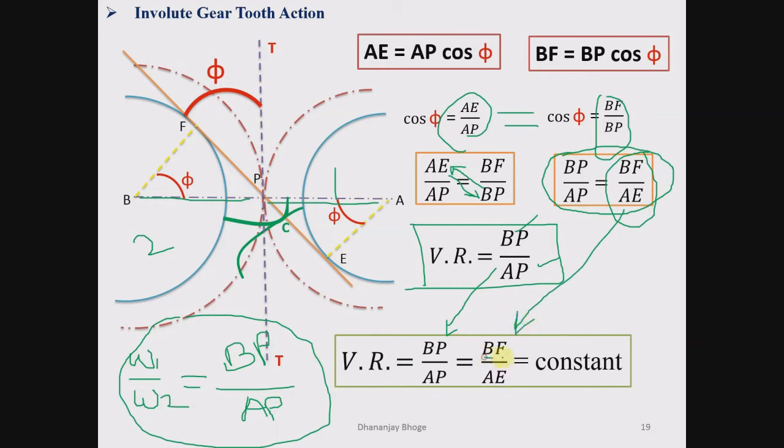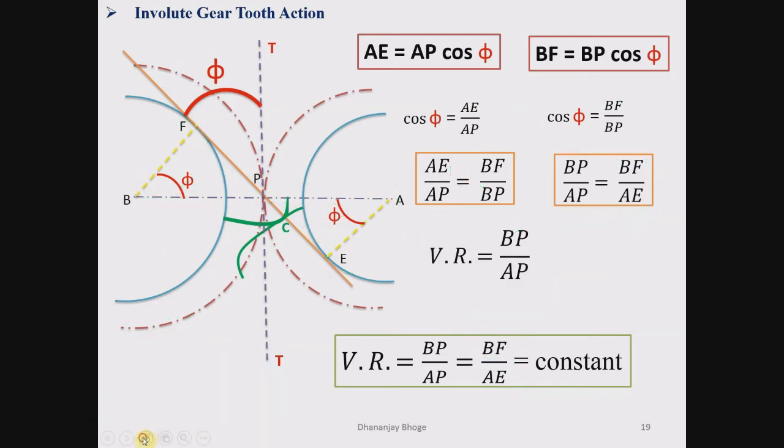Now what is BF? BF is the base circle radius of gear 2, and what is AE? It is the base circle radius of gear 1. So radius of base circle of gear 1 and gear 2 will not change. They will remain constant. Even if we change the center distance between these two gears within limits, it will not change the values of base circle diameters or base circle radius, because we are simply shifting the gears away from each other, correct?